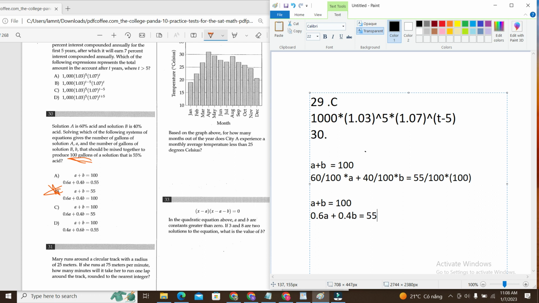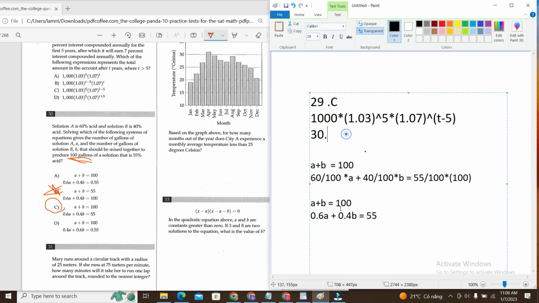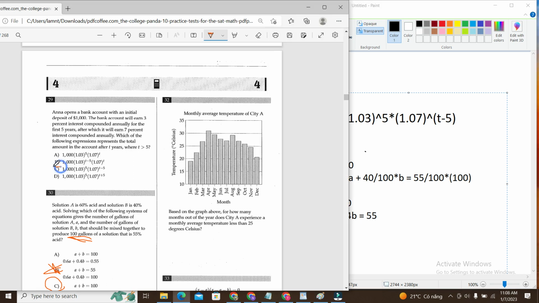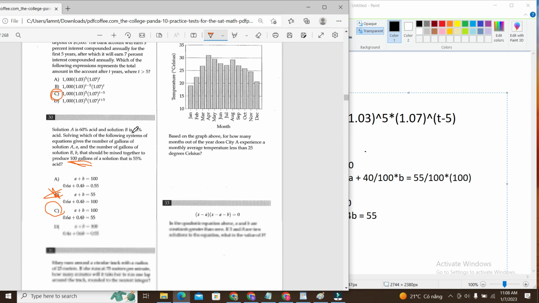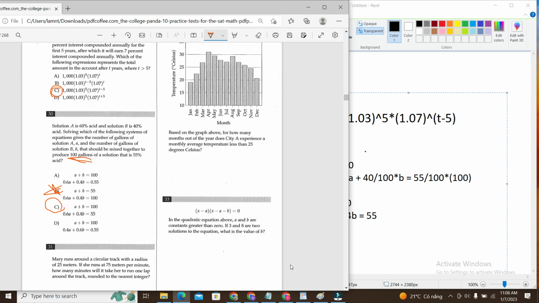With that, we're going to choose C: A plus B is 100, whereas 0.6A plus 0.4B is 55. So we choose C. Okay, now let's do number 31.